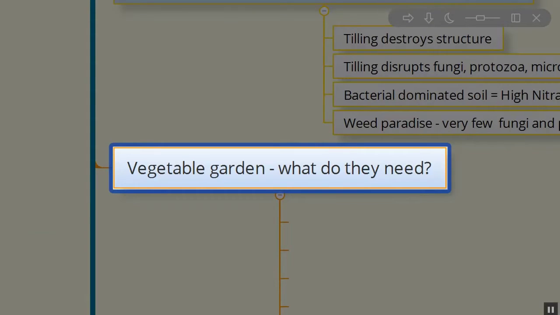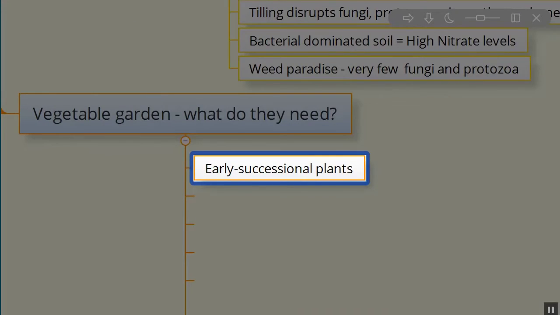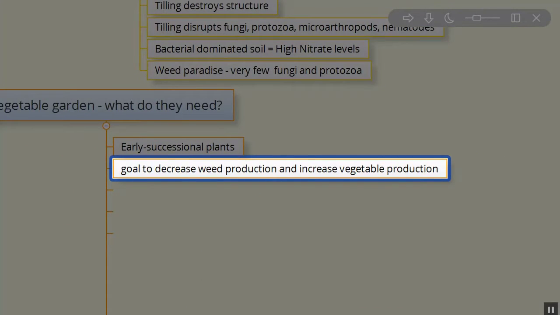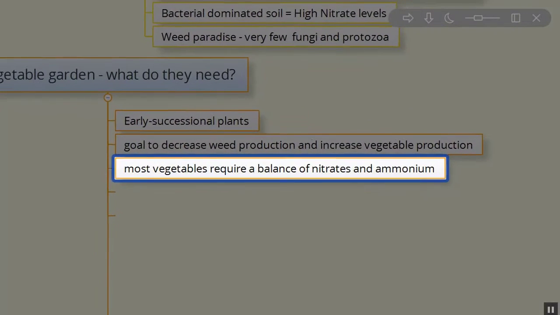What about our vegetable gardens? How do we go ahead and create a better soil environment for our vegetable gardens? When we're talking about our vegetable gardens, we're really talking about early and mid-successional soil structure. So we'll go through that now. For early successional plants, the goal is to decrease weed production and increase our vegetable production.